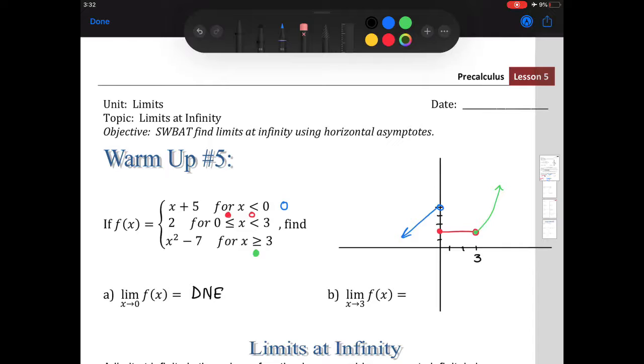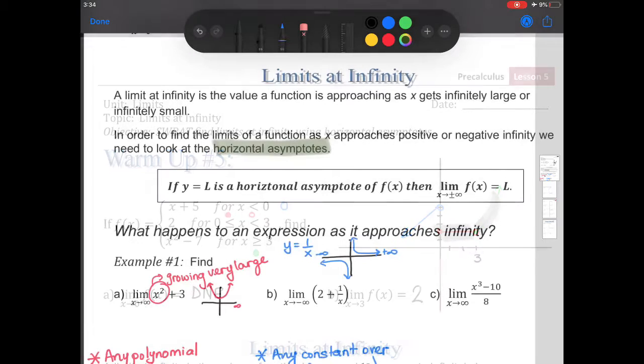The next one, I'm still going to trace. Limit as x approaches 3 of f of x. As x is approaching 3 from the left, what y value am I approaching? I'm approaching 2. From the right, what is it? It's approaching 2 again. So the limit does exist. They're both the same. So it is 2.